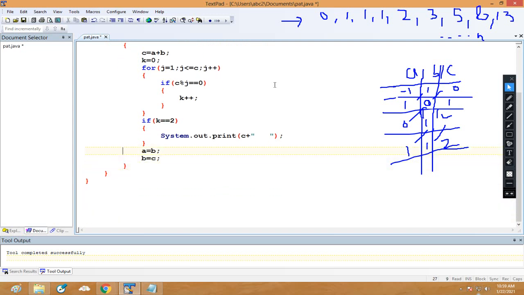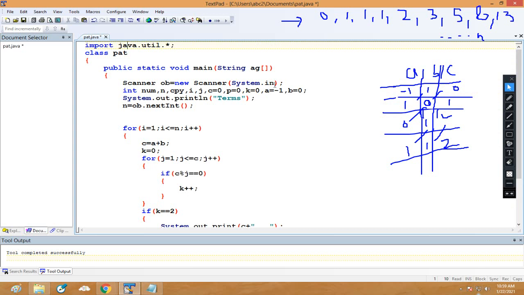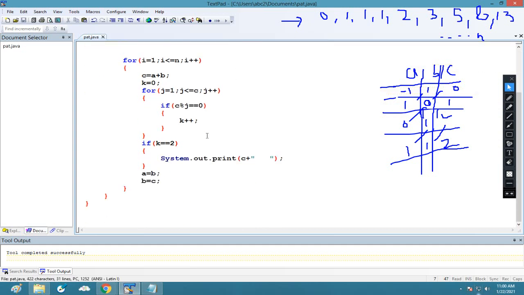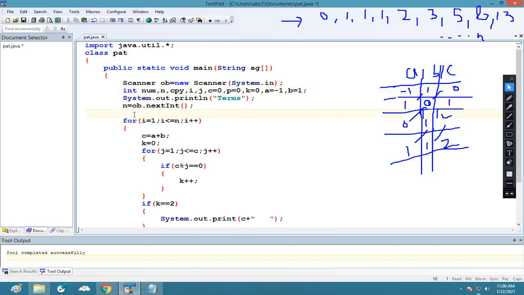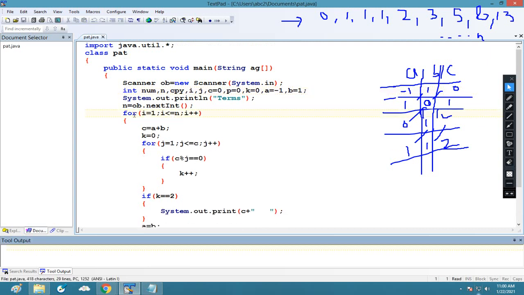Sir, in the declaration, b's value should be 1 because minus 1 plus 1 is equal to 0, not minus 1 plus 0. Sorry. See, actually, today I have forgotten my specs, so there is some problem I am facing. Okay, sorry for that, beta. So now let me execute this.